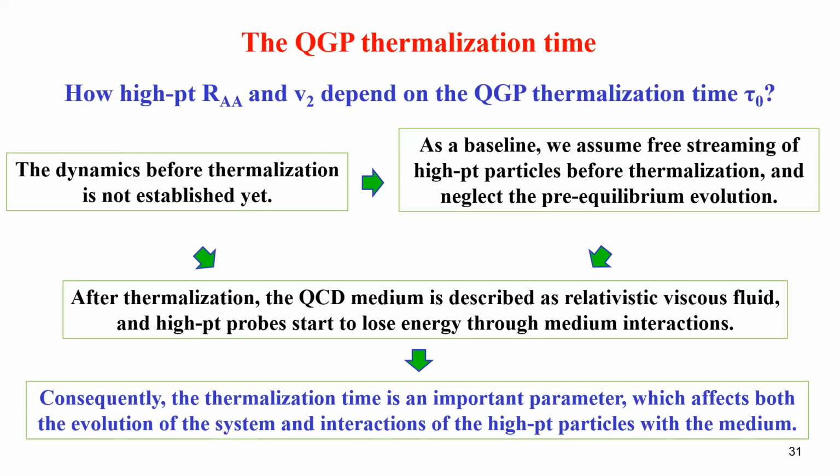And one of these properties in particular that we want to analyze is the QGP thermalization time. We now discuss how we can use high pT RAA and v2 to extract or to further constrain the QGP thermalization time. The dynamics before thermalization and applicability of hydrodynamics, and therefore the associated energy loss phenomena, are not established yet. So to avoid speculation and to provide a baseline calculation for further studies, we assume free streaming of high pT particles before thermalization and neglect the pre-equilibrium evolution of the medium.